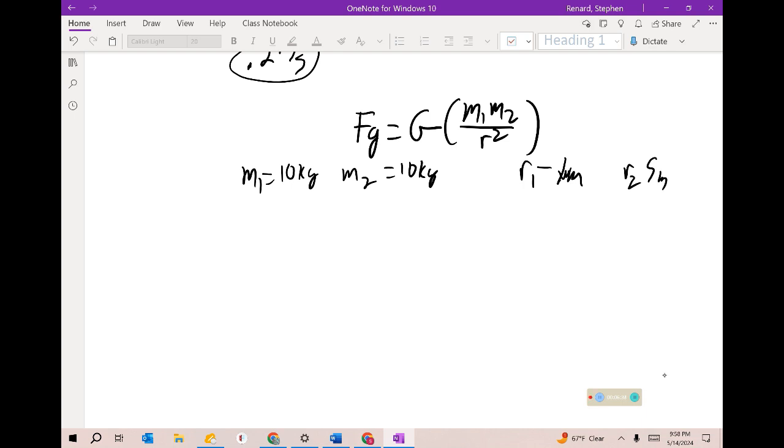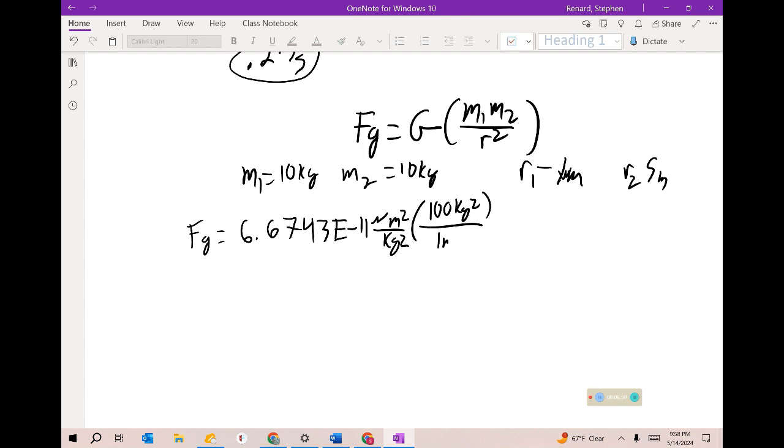Okay. So over here we have force of gravity equals 6.6743 e to the negative 11th. And remember, that's in Newton meters squared per kilogram squared. And we're going to multiply that by 100 kilograms squared over 1 meter squared. So those cancel out, and lo and behold, we end up with Newtons, which is good because that's kind of the purpose of the gravitational constant.